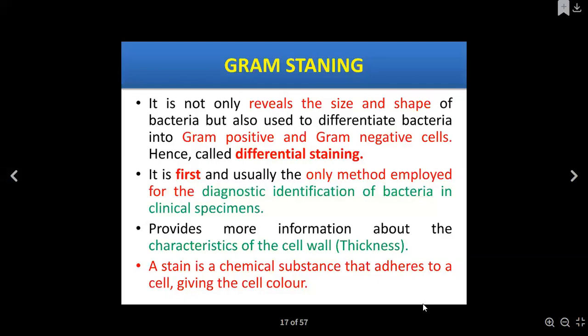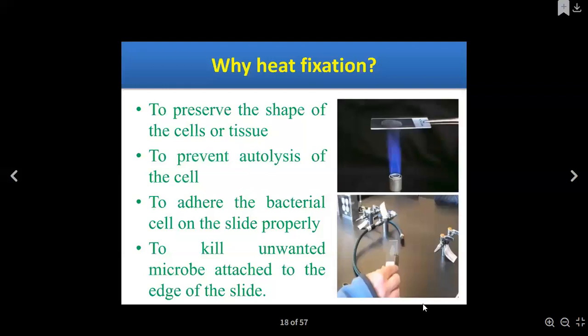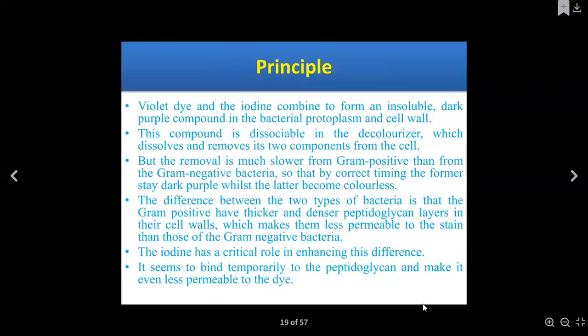So in gram staining, as I've said, it can be used to differentiate bacteria between gram positive and gram negative, and it's the most commonly employed diagnostic identification. It is based on the thickness of the peptidoglycan layer. That's the key thing with gram staining. Let us look at the principle. Remember, we said the peptidoglycan layer in gram positive is thick, but in gram negative, it's thin.